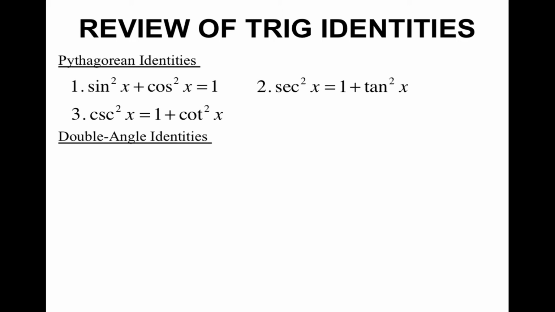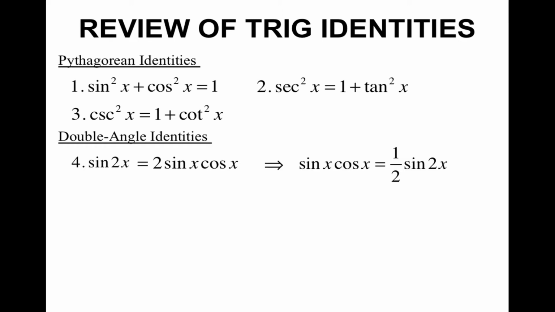Then we have the double-angle identities. That would be sine 2x equals 2 sine x cosine x, which we could rewrite as sine x cosine x equals 1/2 of sine 2x. And the reason why we would do this, you will see shortly.